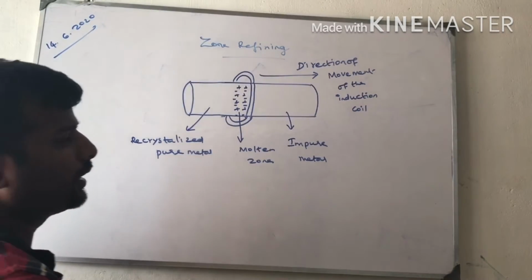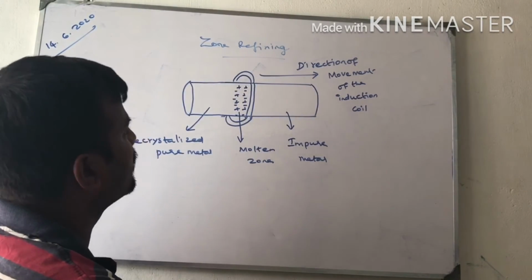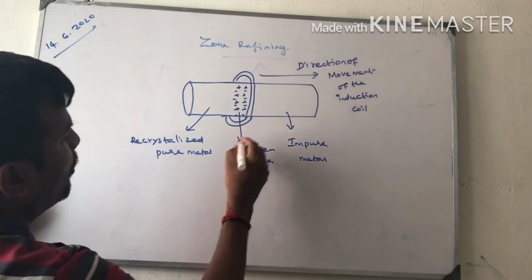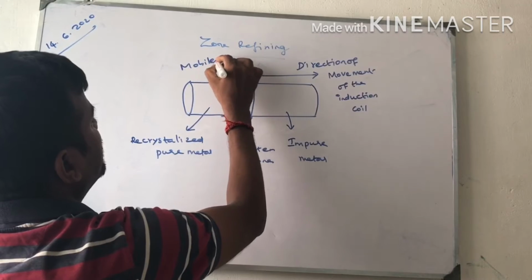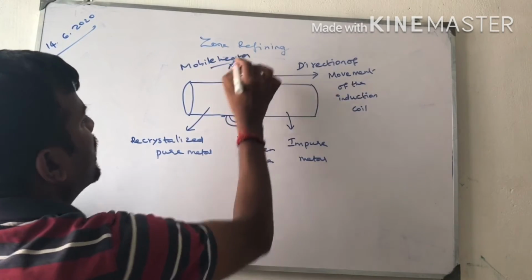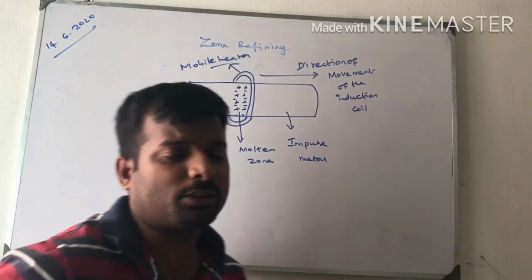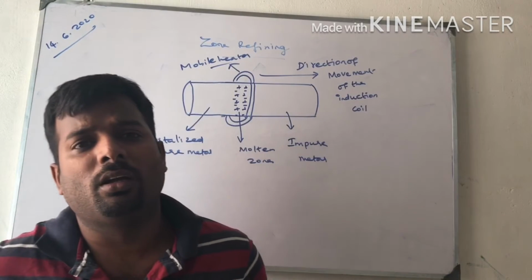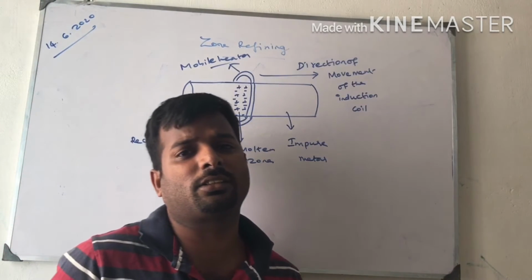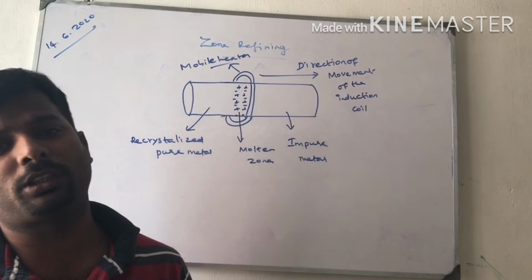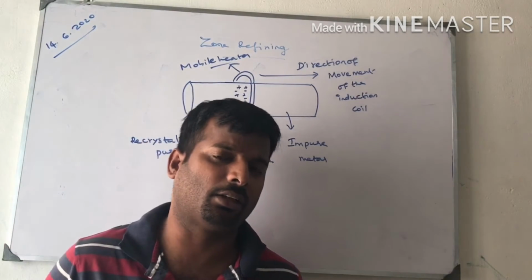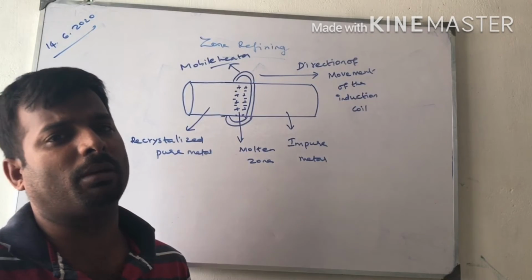So this is the diagram for zone refining. Here this is the mobile heater, or induction coil. This method is based on the principle of fractional crystallization. That is, the impurities are more soluble in the molten state when compared to the solid state. That is the principle for this method.